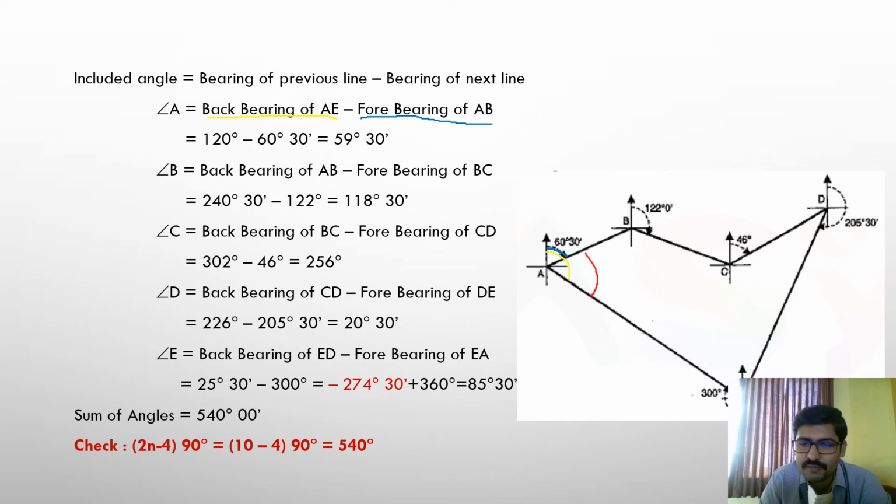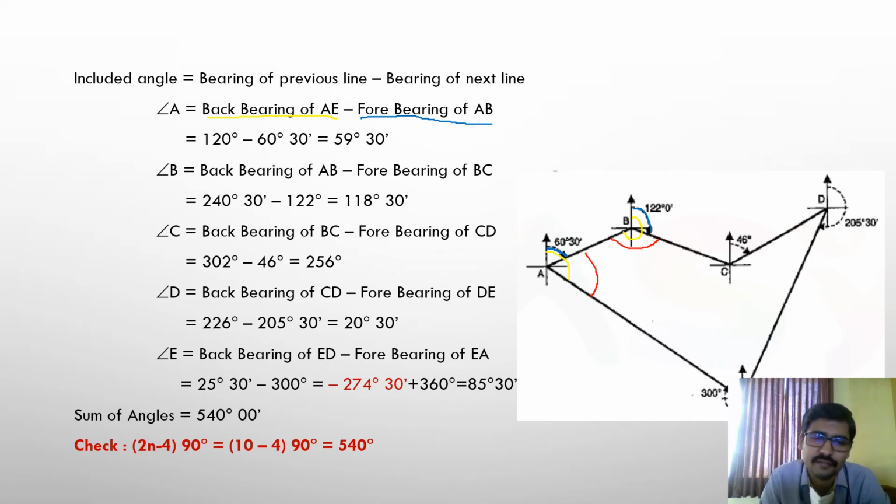Now angle B is required. So this is angle B, right? How I am going to get this is, first you need to check the back bearing of line AB. So back bearing of line AB minus forward bearing of line BC, right? I will show them here. The back bearing of AB is this, right? And I will show you the forward bearing of BC. The forward bearing of BC is this. So if from the back bearing of AB you subtract the forward bearing of BC, you will get angle B, which is the interior angle.